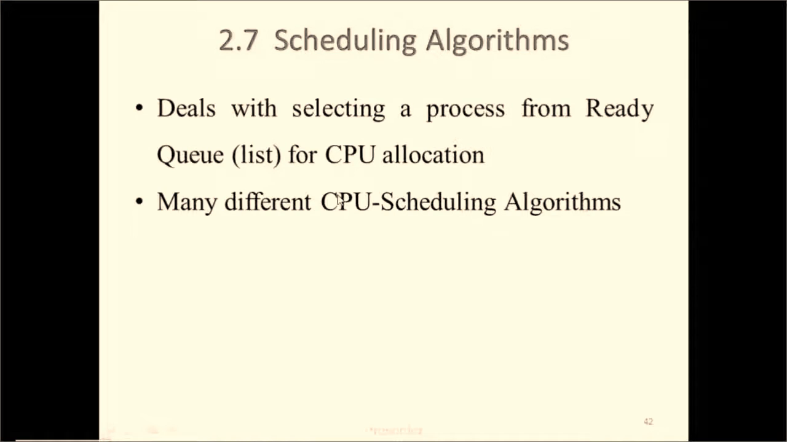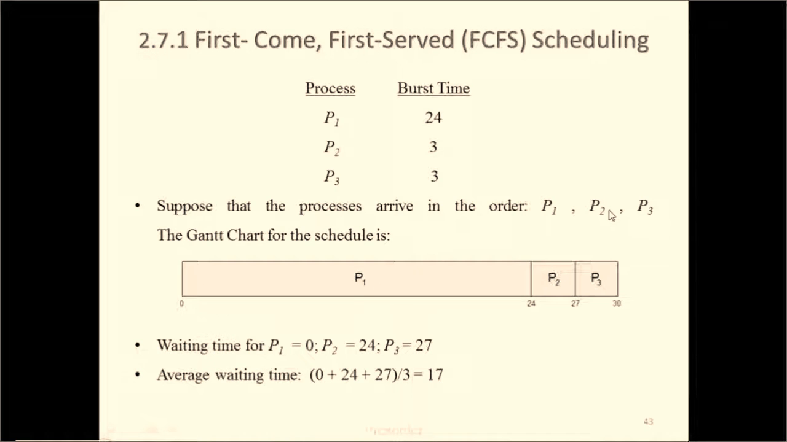Now, actually, what do scheduling algorithms do? These scheduling algorithms deal with selecting a process from the ready queue or ready list for CPU allocation. Remember the state transition diagram of a process, from ready to running, running to ready. There are more than one processes in the ready list, and the scheduling algorithm is picking up one of the processes and allocating it the CPU. Many different CPU scheduling algorithms are available. We will be studying them one by one. Let's see first. The simplest one may not be the best.